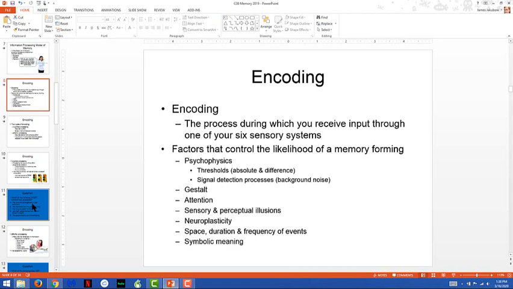Encoding. Encoding is defined as the process during which you receive input through one of your six sensory systems. Nothing more, nothing less. Encoding is all about sensory reception and how much activity receptors generate to continue feeding information into your brain. Because the more information you feed in from any one receptor, the higher the likelihood that that pathway will wind up resulting in information being established or recognized in short-term memory.